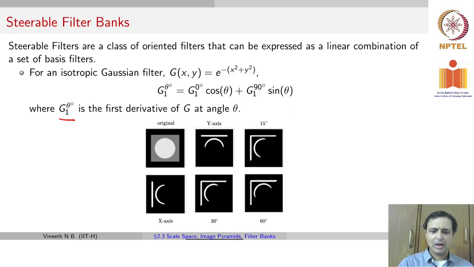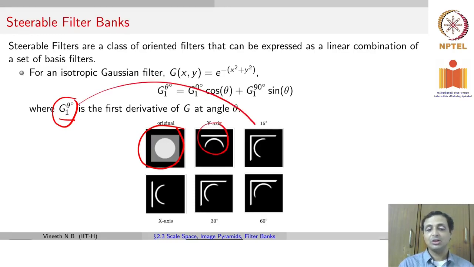For example, if you have an original image, you can now consider G1 along the y-axis to be the derivative at a particular angle. You can consider G1 of 15 degrees to be the derivative at a different angle, and so on and so forth. So now you can construct combinations of these different images to construct an overall response that you have. So each of them is a steerable filter where you can control the angle at which you are getting your response.